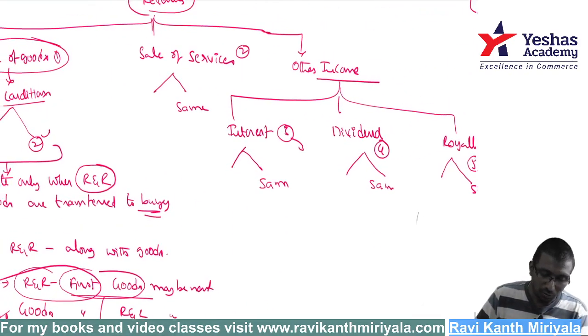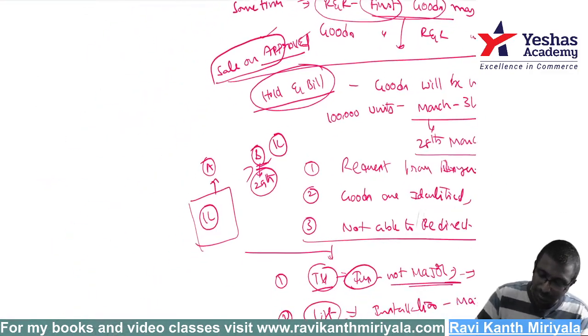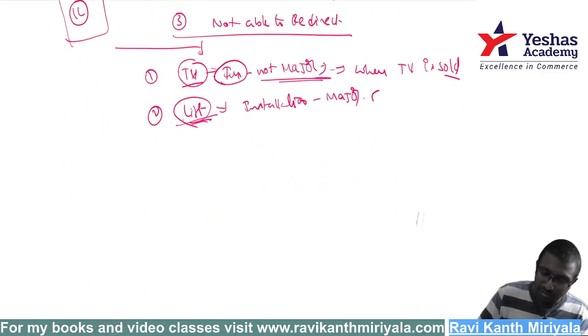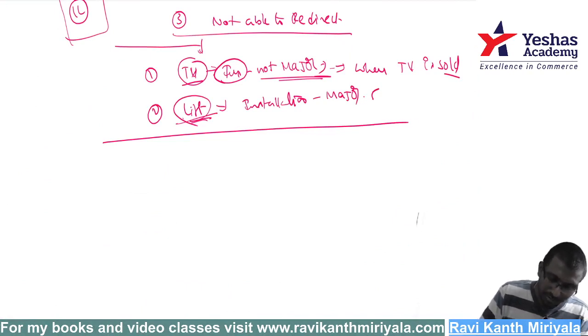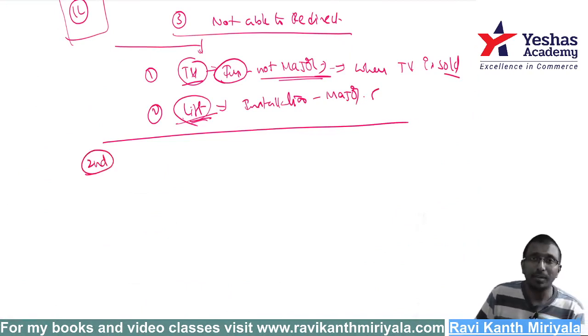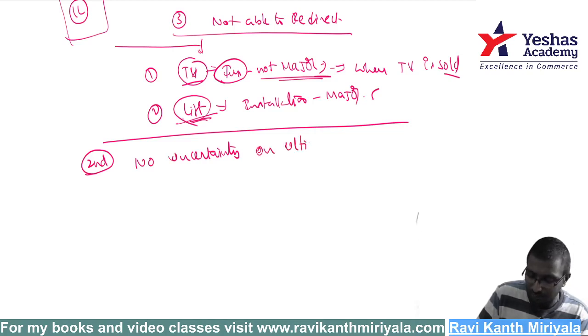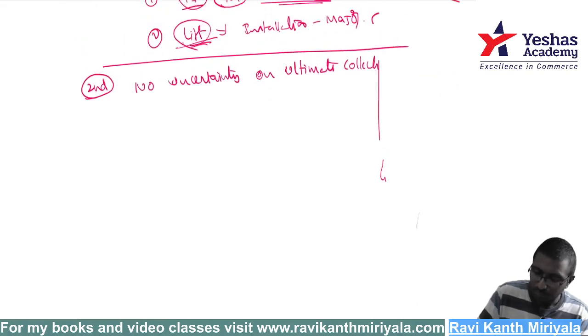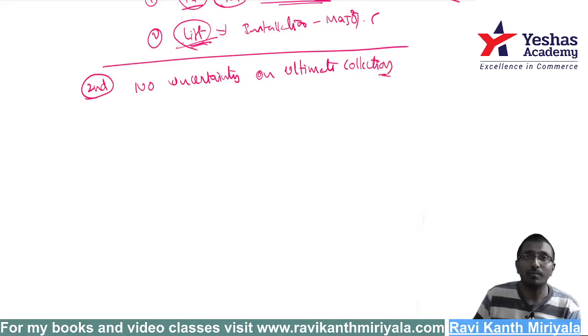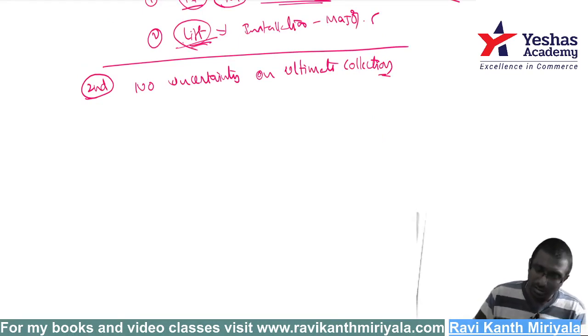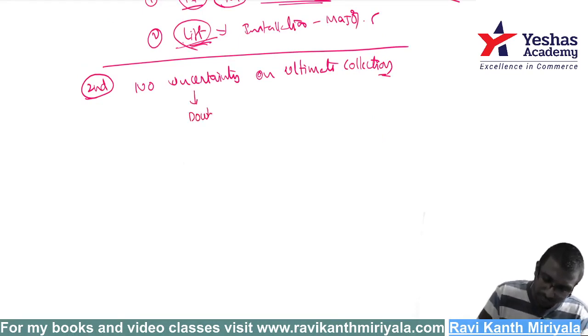Okay, next point. What is the second condition? I am explaining the second condition right now. Second condition: there is no uncertainty on ultimate collection. There is no uncertainty, I mean clarity. Uncertainty means what? Doubt. Doubt on ultimate collection.